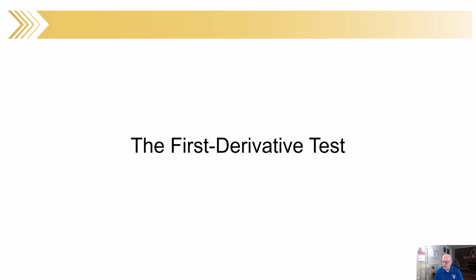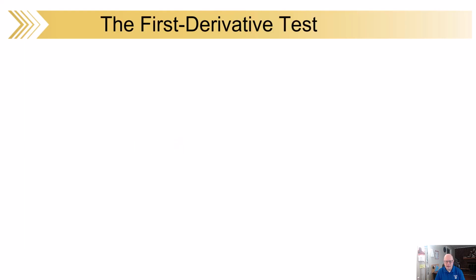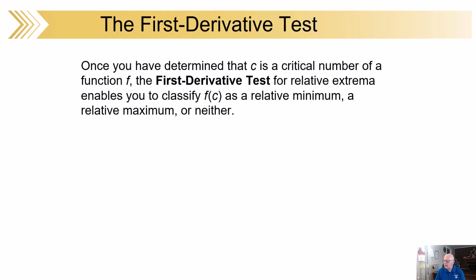So let's see, how do we use that? Well, here comes the first derivative test. So first of all, we've decided c represents a critical number. Remember, that's an x value of c. And the first derivative test allows you to classify it as a relative minimum or maximum or neither. All three are possible.